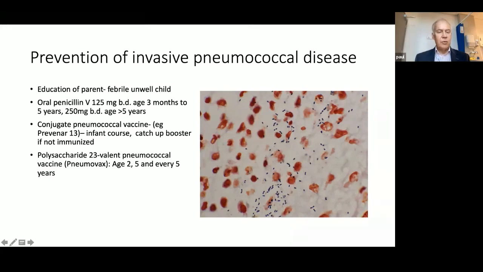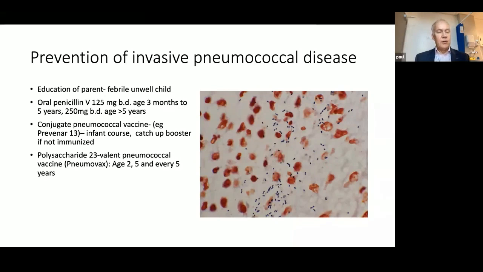We also have pneumococcal vaccination, and that includes the conjugate vaccine, Prevnar 13 in the UK and in many developing countries, which is part of routine childhood immunization. And this is a vital immunization to protect not only children with sickle cell, but all children against pneumococcal infection.